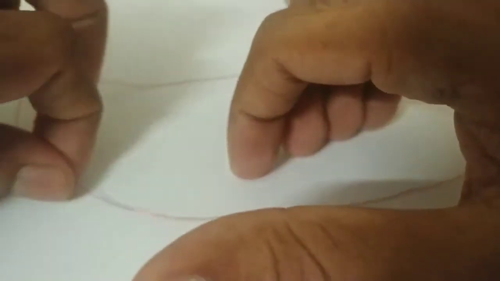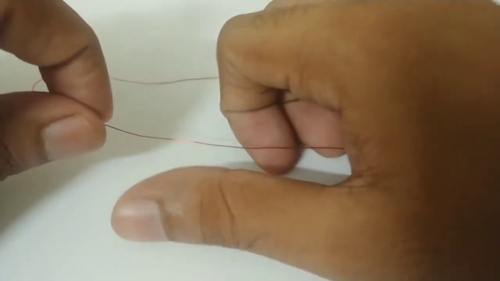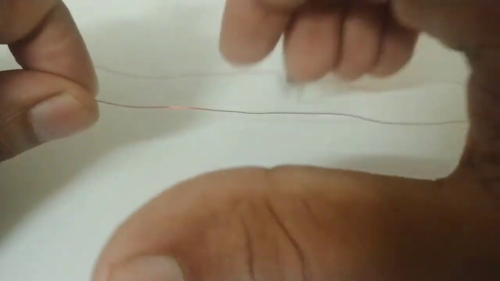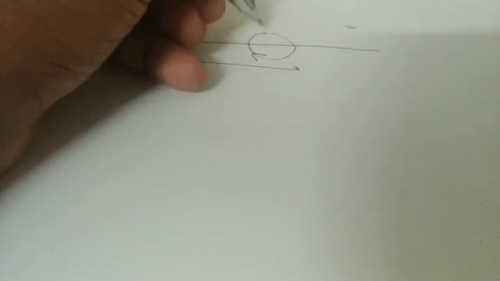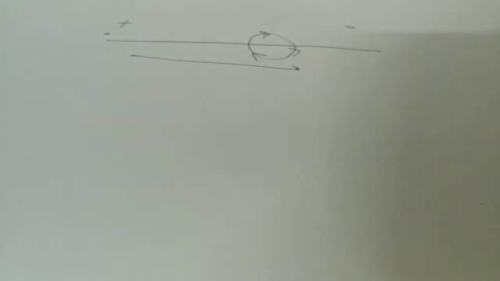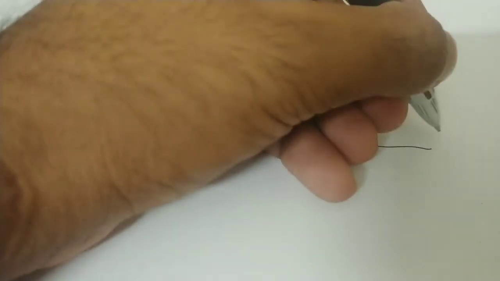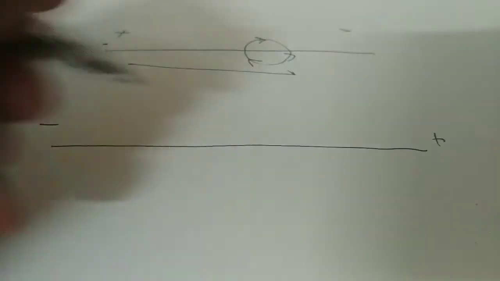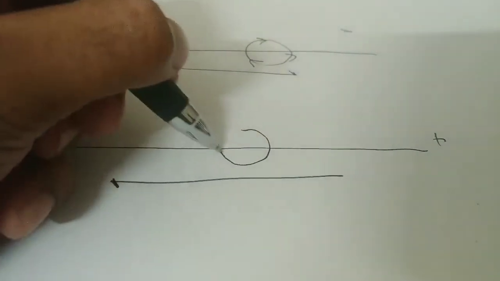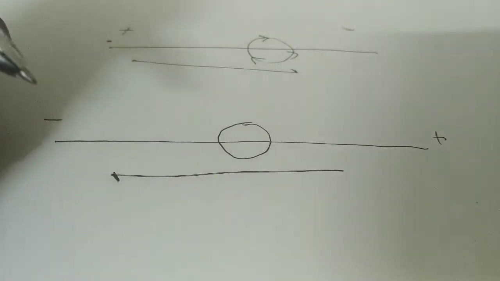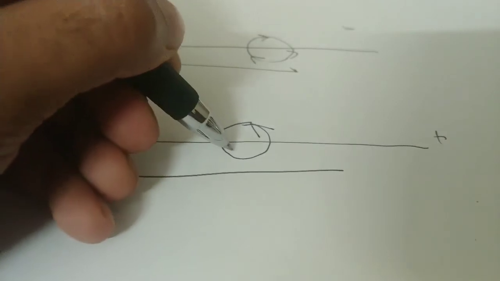I point my thumb in the direction of the current, and my fingers would tell me the direction of the magnetic field. Using conventional current, we know that the current flows from positive to negative. So if the direction of current is in this direction, then the induced magnetic field would be perpendicular to it in this direction. And if the current is moving in this direction, positive to negative, then the induced magnetic field would move in this direction.